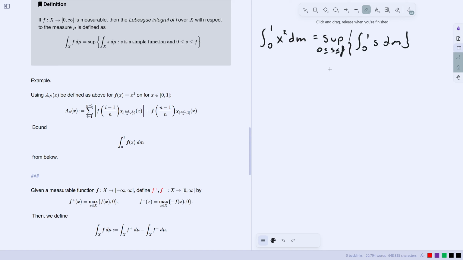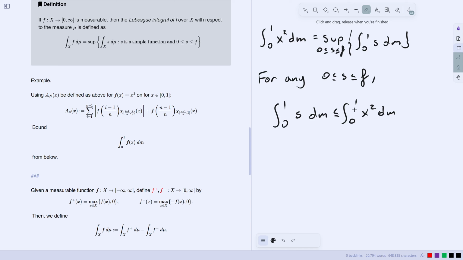What does that mean? That means for any simple function between 0 and f, because this integral is equal to a supremum, that integral of a simple function between 0 and f is obviously going to be less than the supremum, right? This is the greatest upper bound. So this will be less than the supremum, which is equal to the Lebesgue integral of x squared with respect to the Lebesgue measure. Okay. Lots of terms. I hope it's not been too bad, you've been able to keep track.